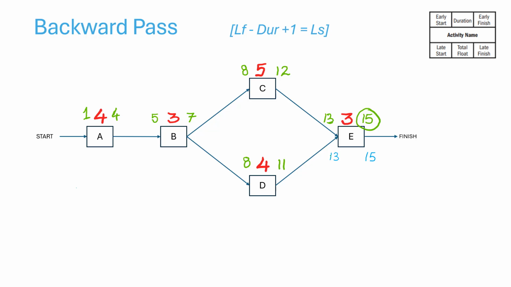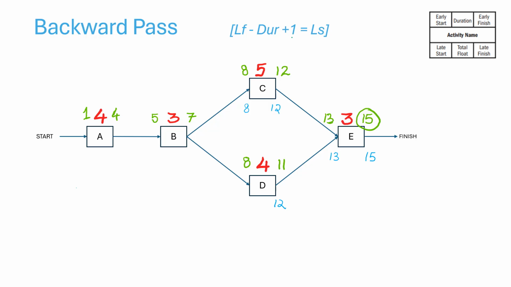In the forward path, we were adding 1 day to go ahead. Now we will subtract 1 to find the finish dates of these two tasks. So 13 minus 1 is going to be 12. And here also it's going to be 12. 12 minus the duration is 7 plus 1 is 8.